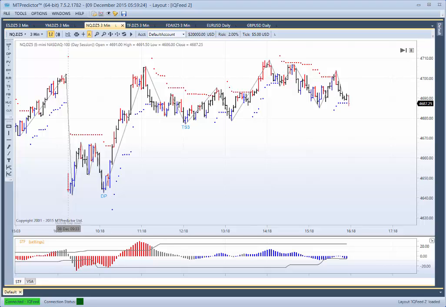In today's video I'd like to take a look at the NQ and look at some nice trade setups we had unfold yesterday, which was on the 8th of December.